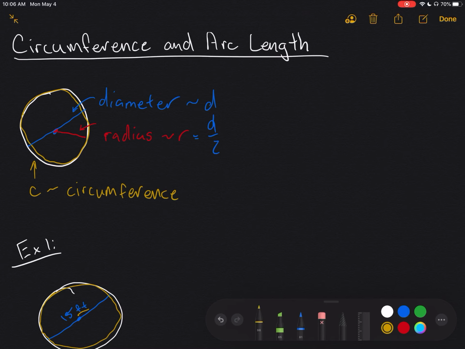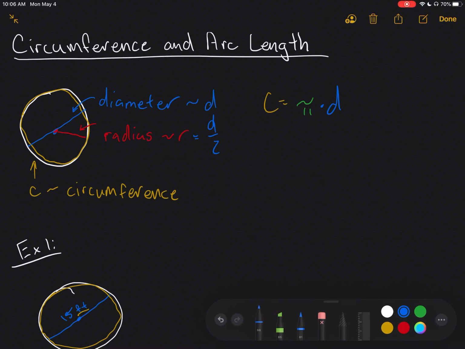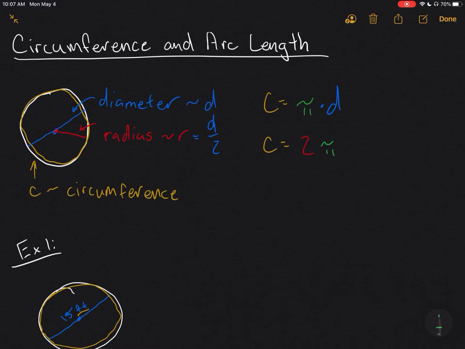So the two formulas for the circumference are, the first one is that the circumference is pi times the diameter. Pi times the diameter. And we already discussed that the radius is half the diameter, or the diameter is equal to 2 times the radius. So another formula we may use is 2 times pi times the radius.